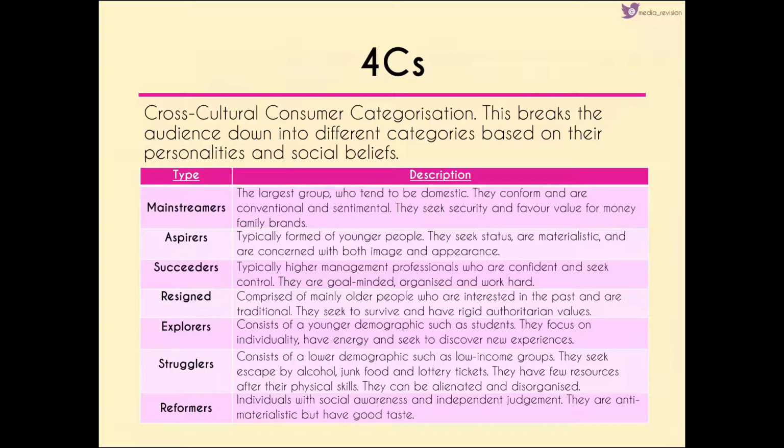Another simple theory that you can use, and you don't need to remember all of this, is the 4Cs system. This is the cross-cultural consumer categorization. So again, breaking our audience down, but instead the categories are based on personalities and social beliefs. You don't have to remember each of these steps on this theory, but one or two might be useful depending on which product you're looking at.